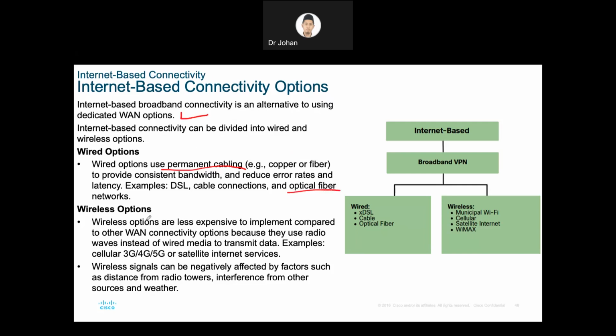Wireless options are less expensive to implement compared to other WAN connectivity options because they use radio waves instead of wired media to transmit data. For example, cellular 3G, 4G, 5G, or satellite internet services. Wireless signals can be negatively affected by factors such as distance from the radio tower, interference from other sources, and weather.